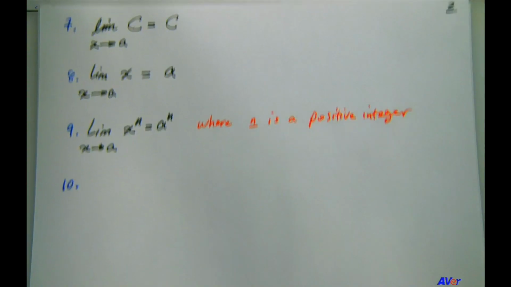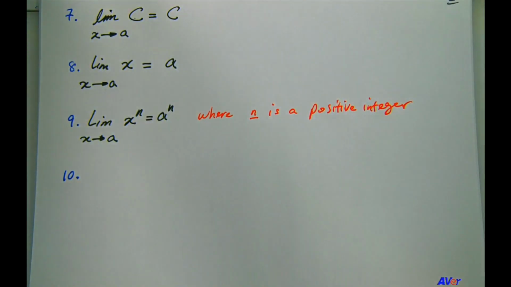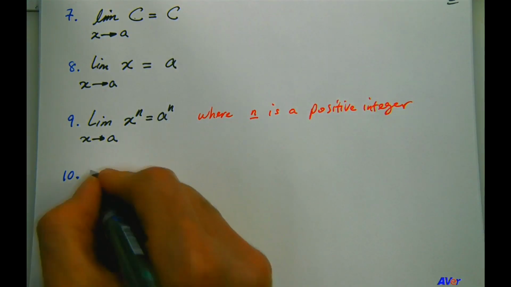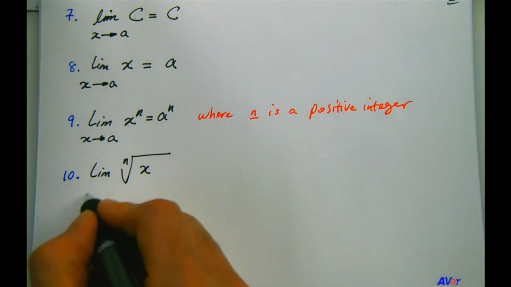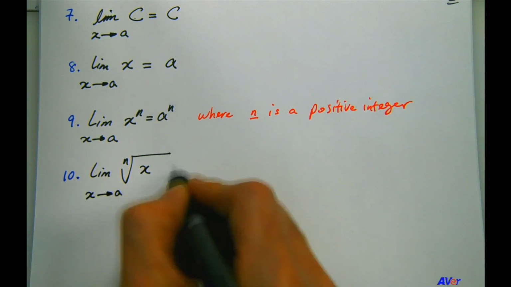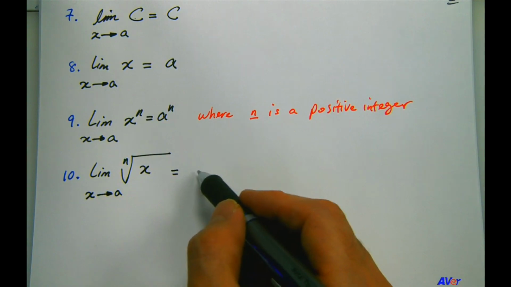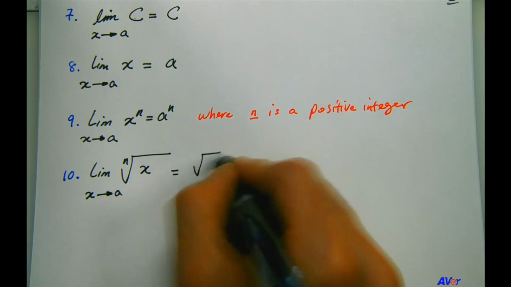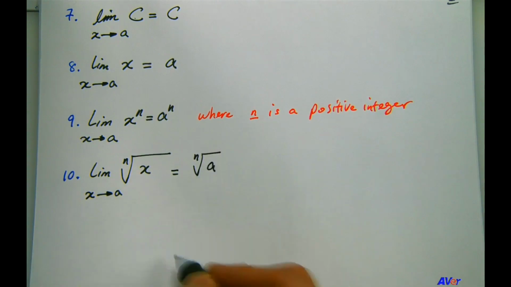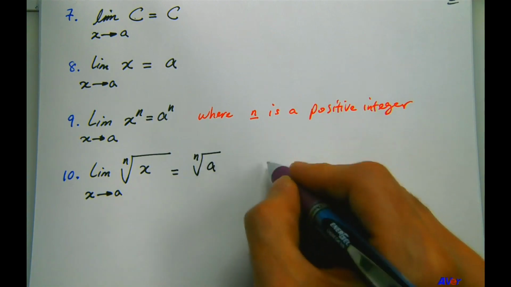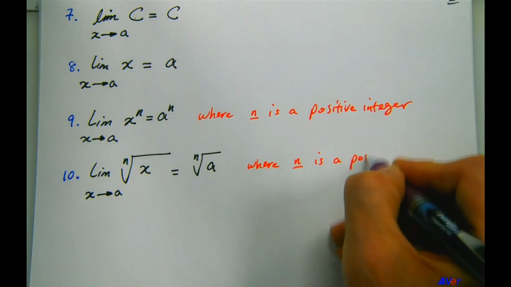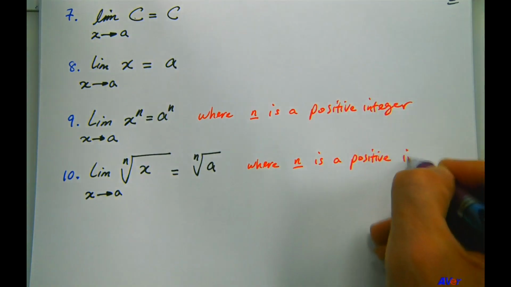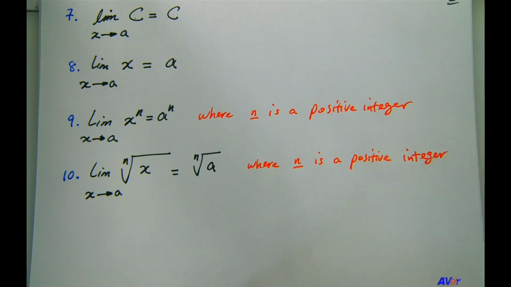And of course, we can't come this far and not talk about the root function, right? So let's also talk about that. So the limit of a root function with index n as x approaches a. I'm sure you can guess what this result will look like, right? It would be the nth root of a, where n is a positive integer.